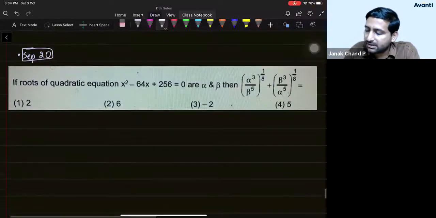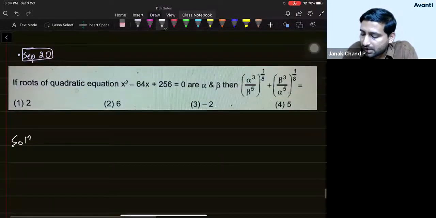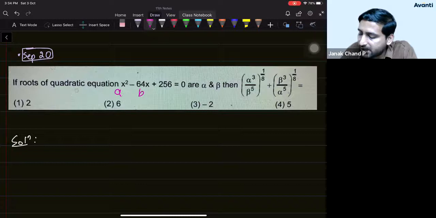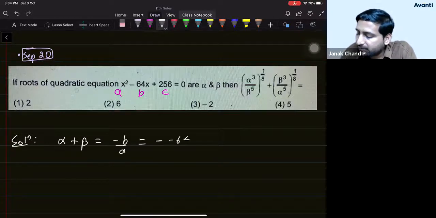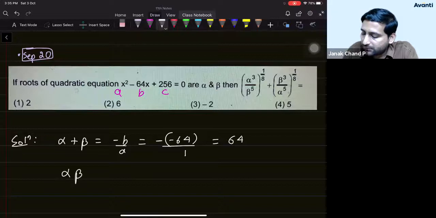Yes, first thing, I can directly say, there's A here, B here, C here. The sum of the roots is minus B by A, that would be minus of minus 64 divided by 1. That would be 64. And the product of the roots would be C by A, which is 256 by 1.